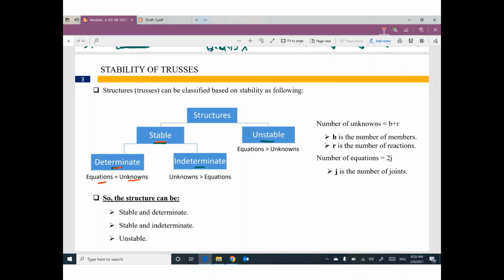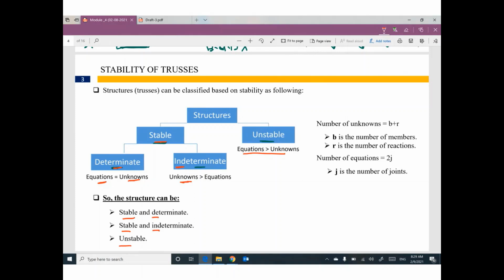Guys, some of you during the homework said the structure is determinate. That's wrong. You have to tell me your structure is stable and determinate. Don't say determinate and that's it. That's wrong. You have to say stable and determinate. If the number of unknowns is greater than the number of equations, your structure will be stable and indeterminate. If the number of equations is greater than the number of unknowns, your structure is unstable. That makes sense? So we have three cases: stable and determinate, stable and indeterminate, and unstable.